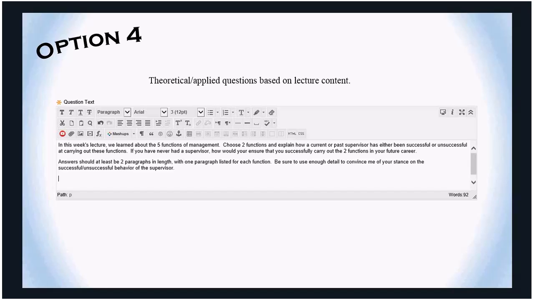And then also, of course, as we saw in example number 2, you have to give something for people who've never had a supervisor. If you had never had a supervisor, how do you ensure that you will carry out at least 2 of these functions in your future career? So you can make it more universal again.